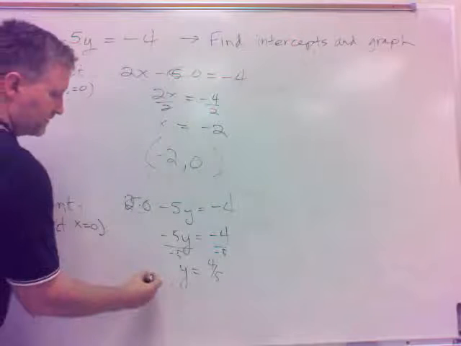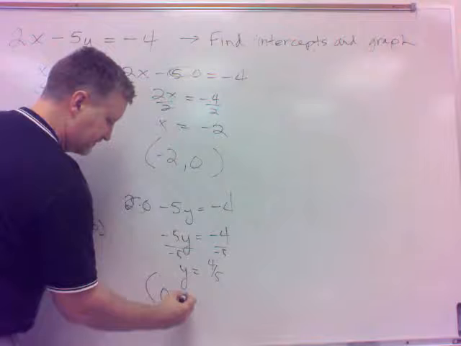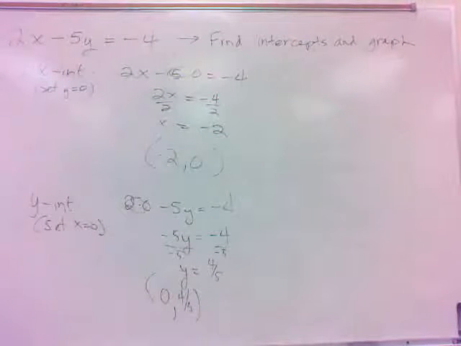So the y-intercept would be x is 0, y is 4/5. How about that? Okay with that?